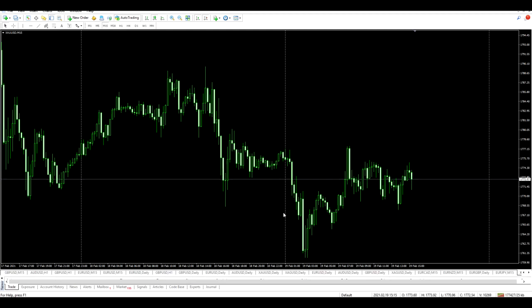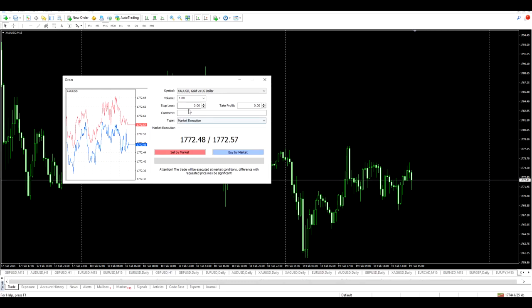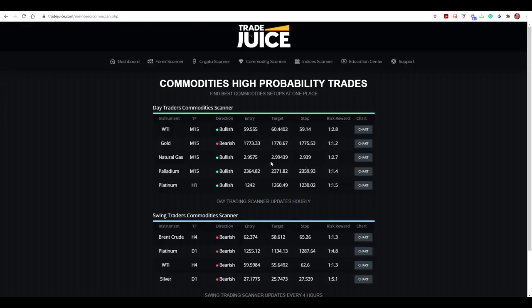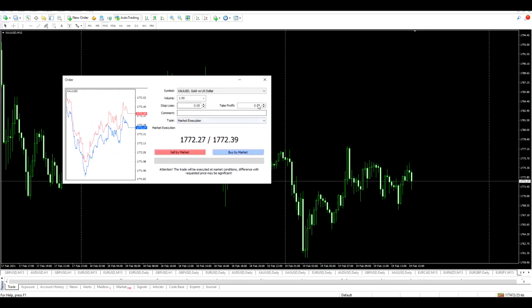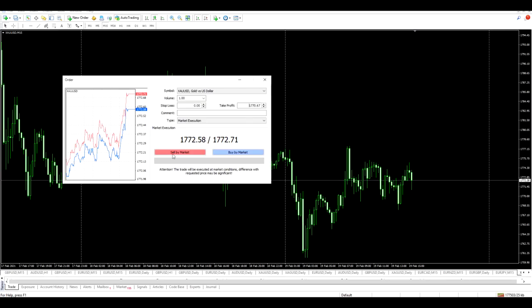So I'm going to enter this trade, and I'm going to quickly set my take profit and my stop loss. So we can see from here that my target is such. I'm just going to simply copy that, put it into my take profit box there, and then I'm going to also set my stop, and I'm going to do the same with that.